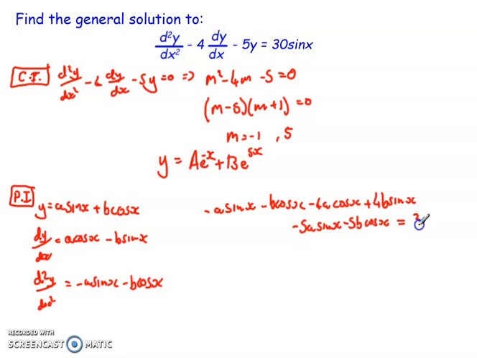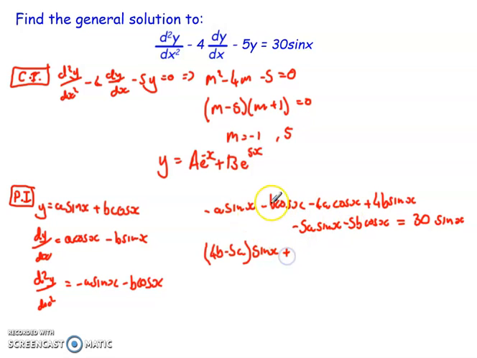And that is going to equal 30 sin x. So what now to do is group all the sines and group all the cosines together. So if I look at the sines, I've got a minus a, I've got a 4b, and I've got a minus 5a. So what I'll end up with is 4b minus 5a times the sin x, take the trig part out as a common factor.